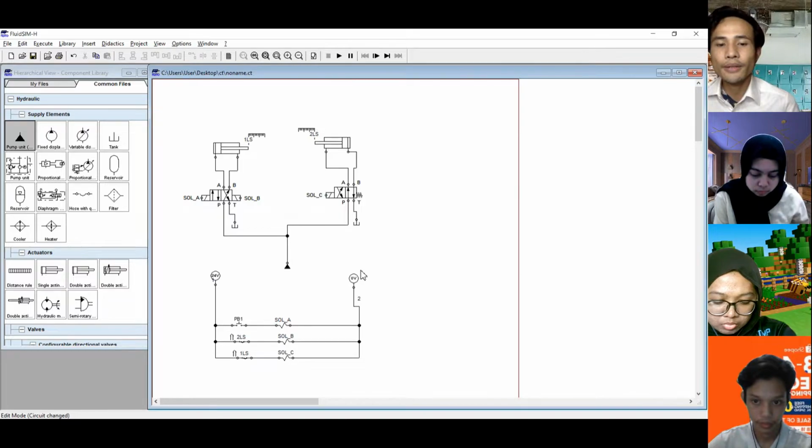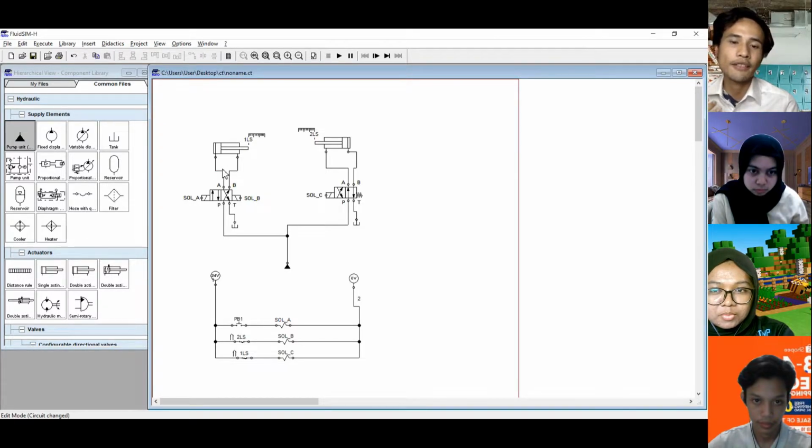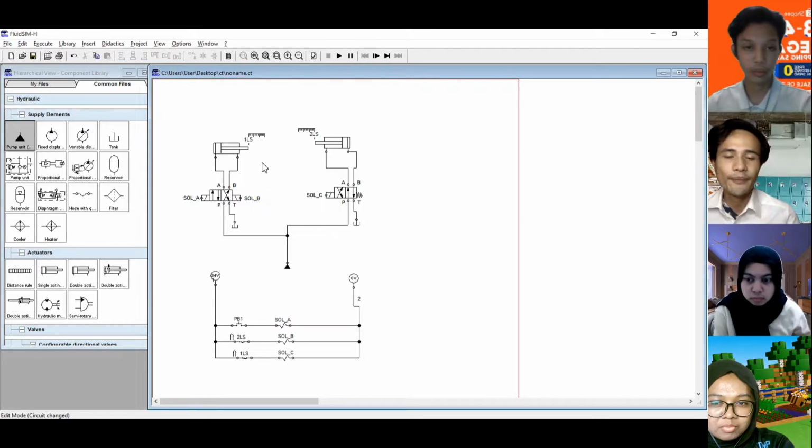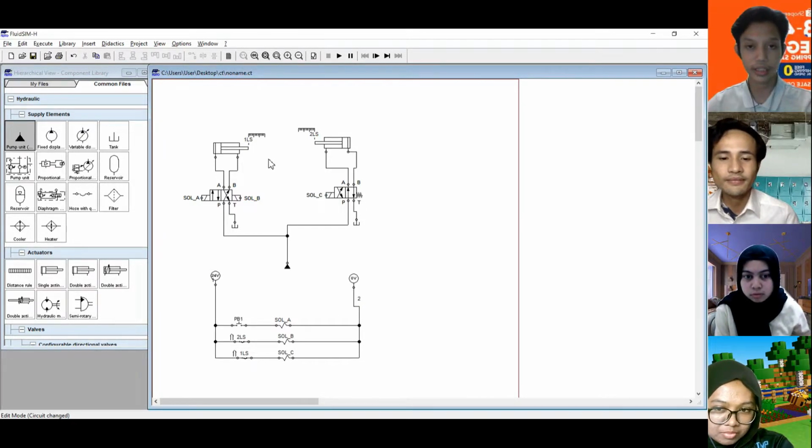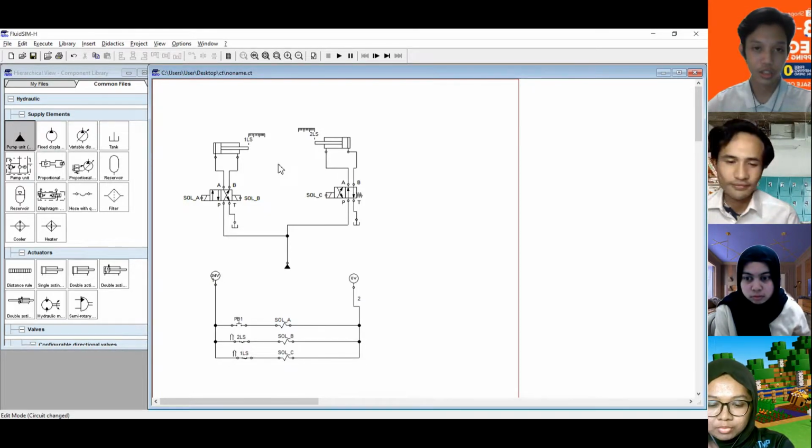Next, we go to the construction, where we have already constructed the diagram in FluidSim, and we will pass to Asyraf to explain a little bit. Assalamualaikum warahmatullahi wabarakatuh. My name is Asyraf bin Khalid. My matric number is B0920104226. I would like to thank Nasiruddin.